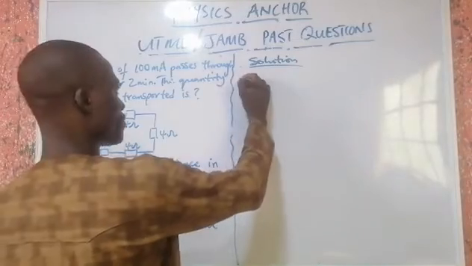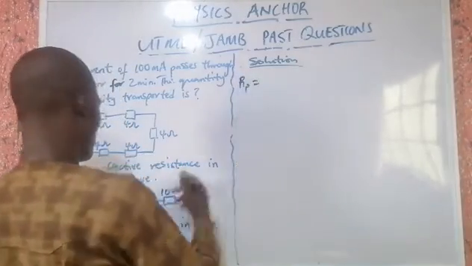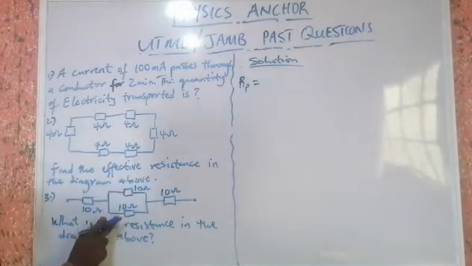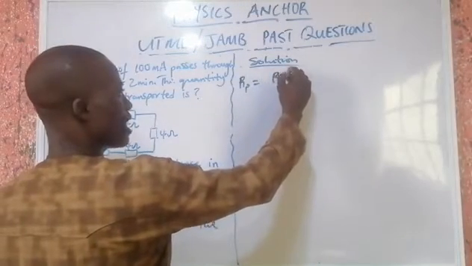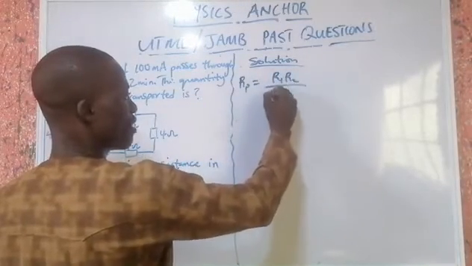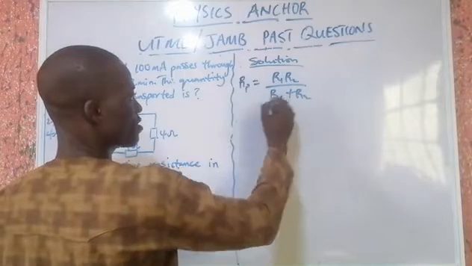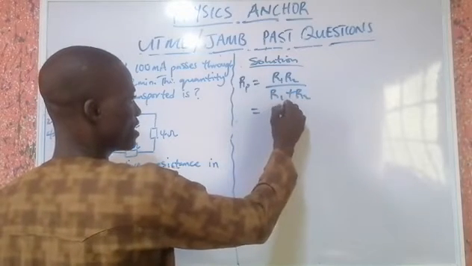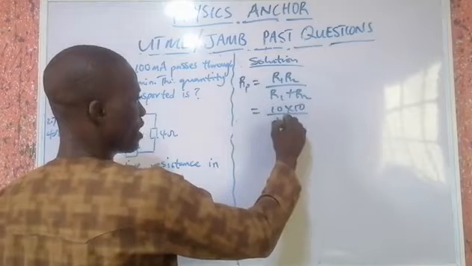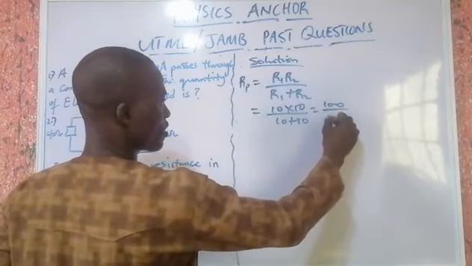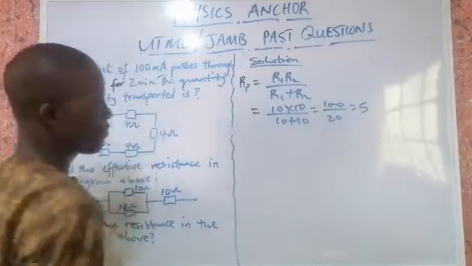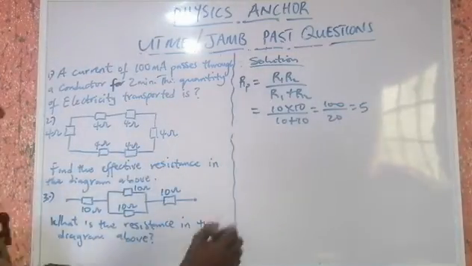So we say R parallel will be this 10 ohms and this 10 ohms. Remember, it's R1 R2 over R1 plus R2. We have done something like this. So that will give me 10 times 10 over 10 plus 10, and that will give us 100 over 20. That will give us 5 ohms.